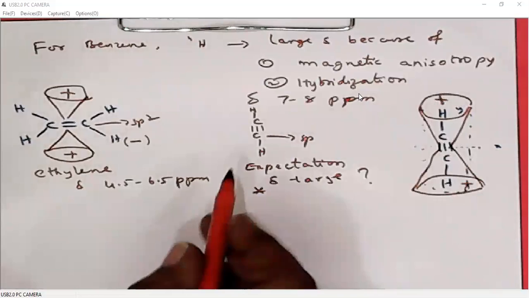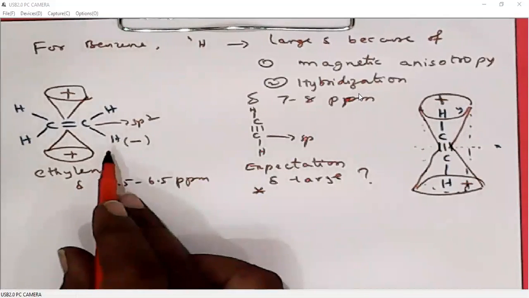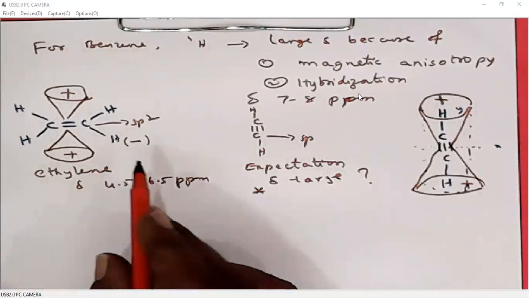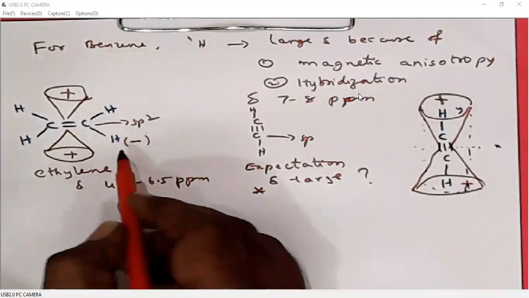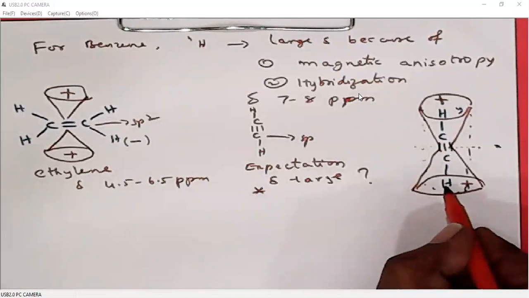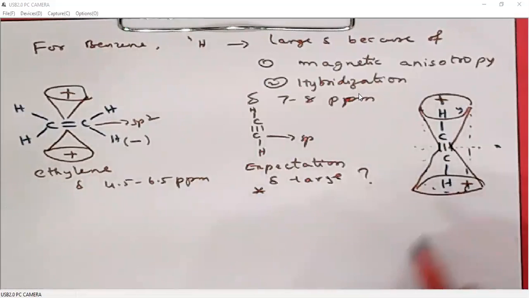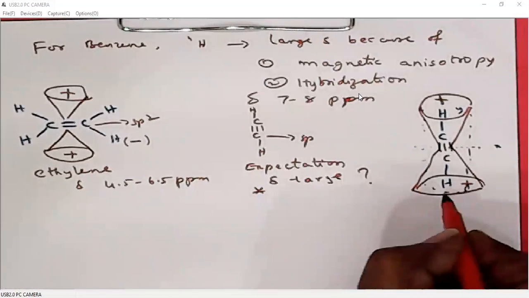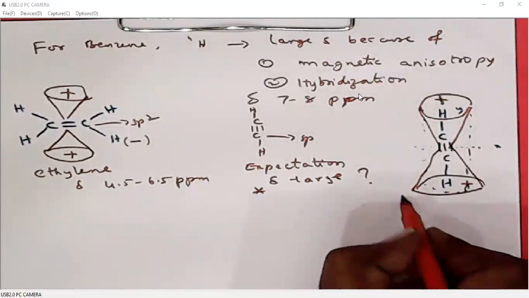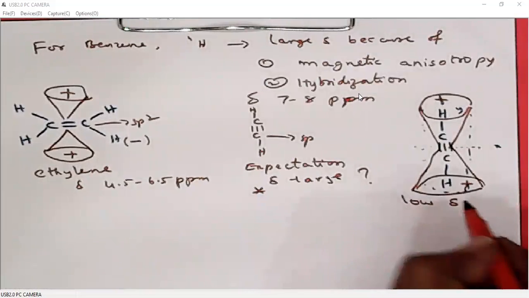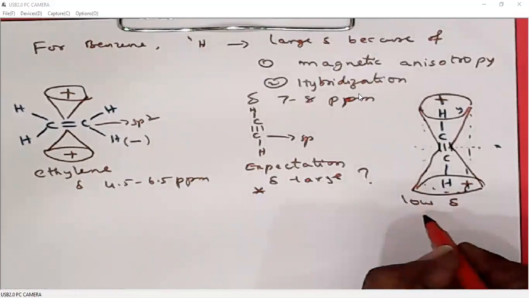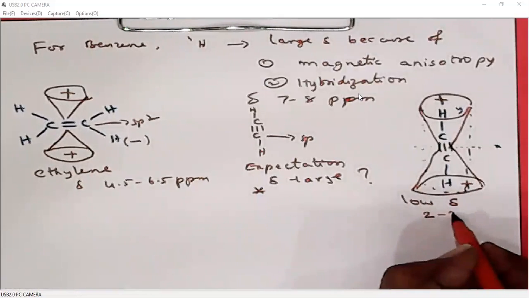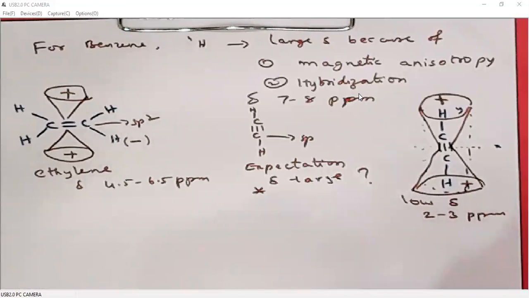So unlike in the examples of benzene and ethylene, where the protons are in the de-shielded region, in this case the acetylenic protons are exactly in the shielded region. So because they are in the shielded region, they will have a low delta value. Generally, we observe acetylenic protons between 2 to 3 ppm.